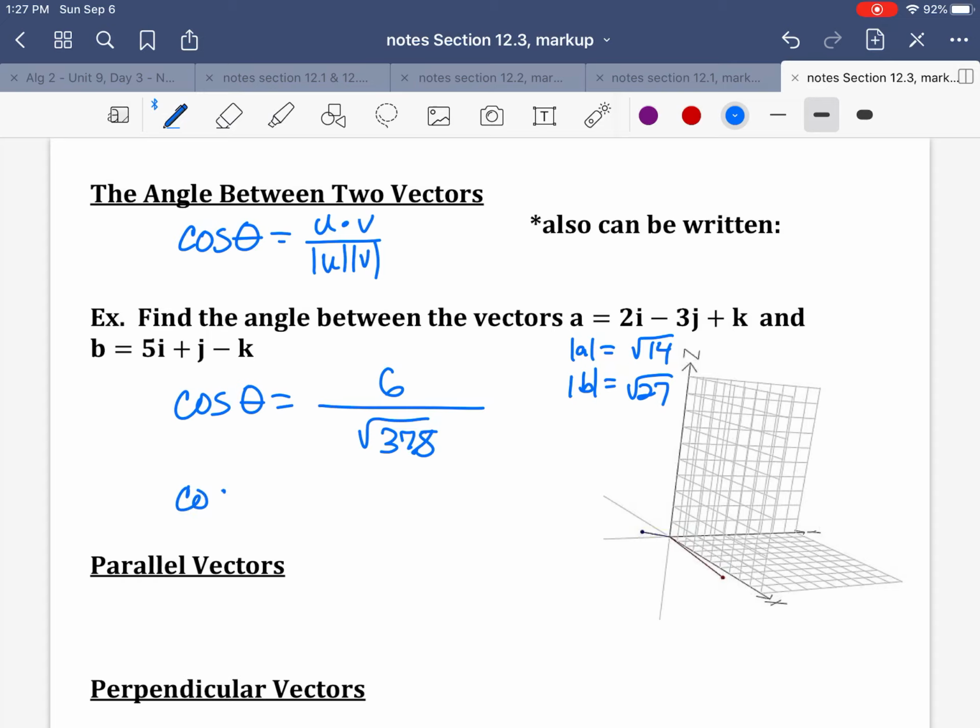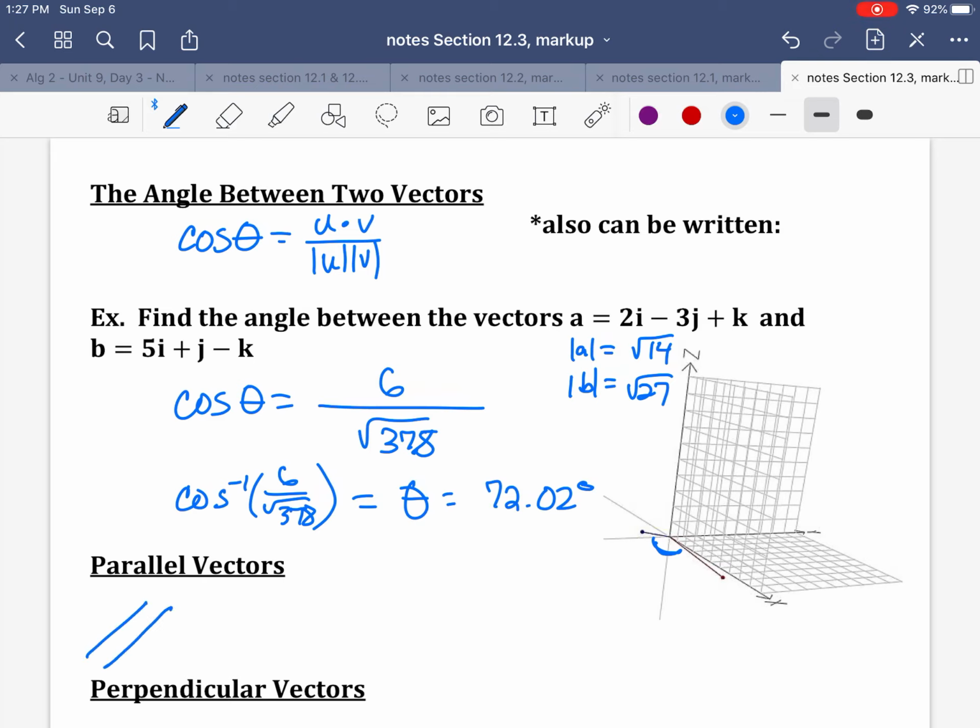So if I multiply those together, I get the square root of 378. Oops. So then I go into my calculator, and remember we do arc cosine of 6 over the square root of 378. Make sure you're in degrees, and that will get you your angle, which is 72.02 degrees. Okay, so that seems to make sense right there, like that angle right there, 72 degrees.